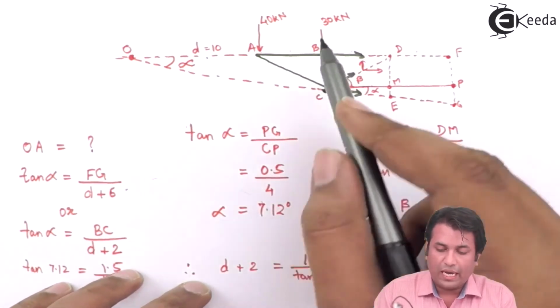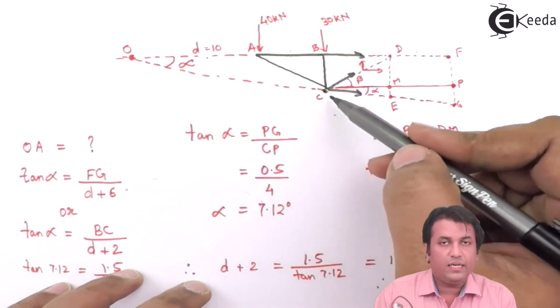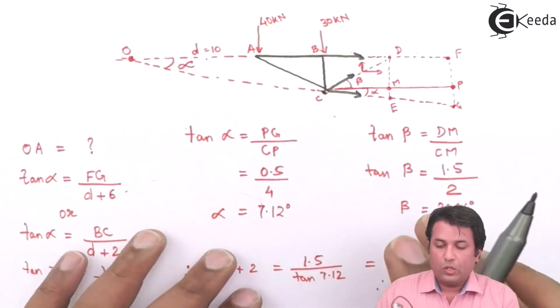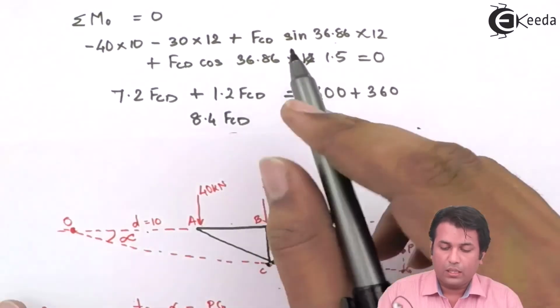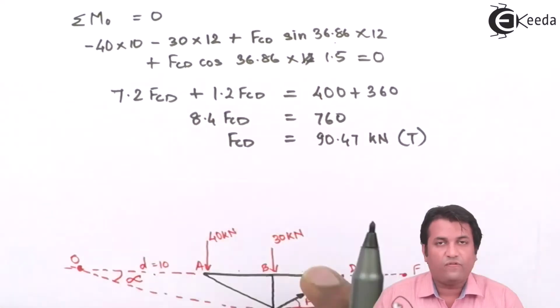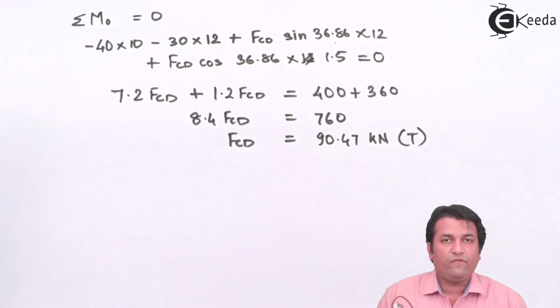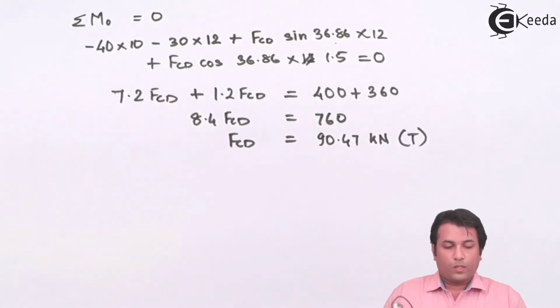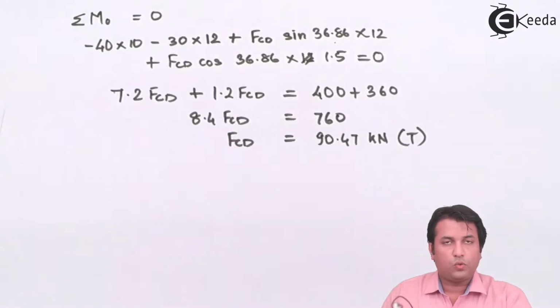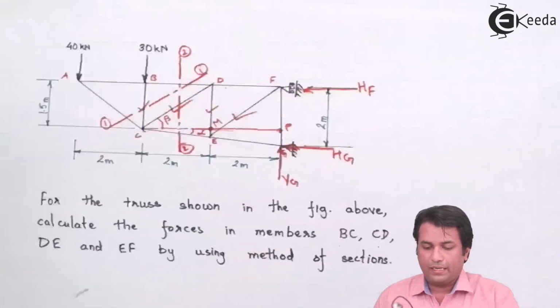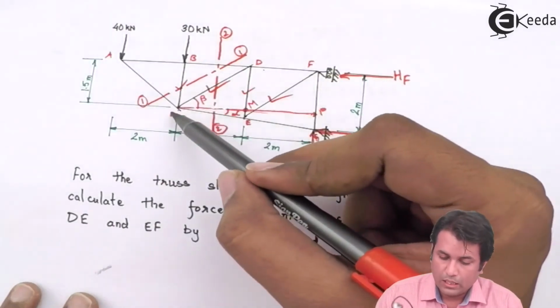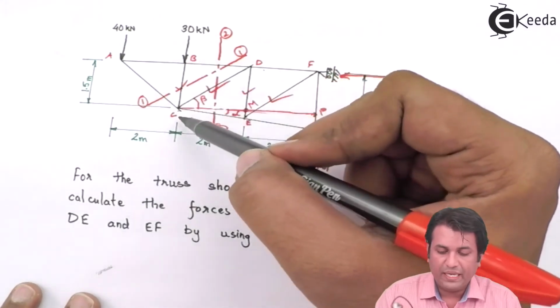The horizontal force is acting at a perpendicular distance of 1.5 meters. So that is what I have written over here. Simplifying that, I've got the value for CD to be 90.47 kilonewtons. So I have already done the two members, that is CD and BC.